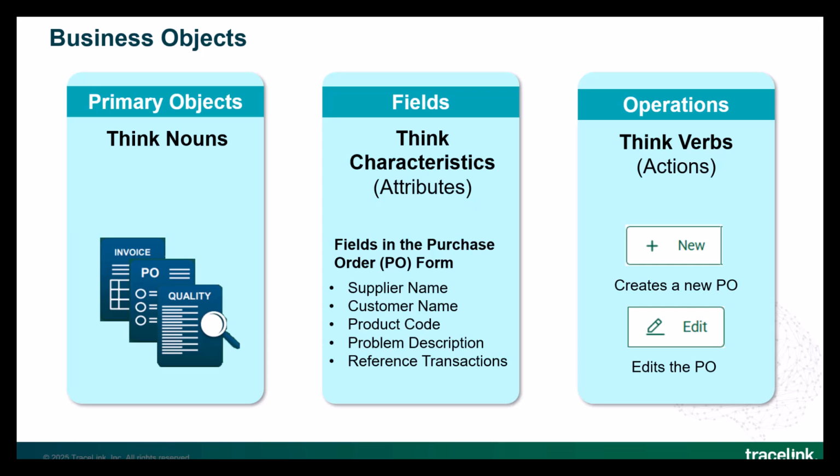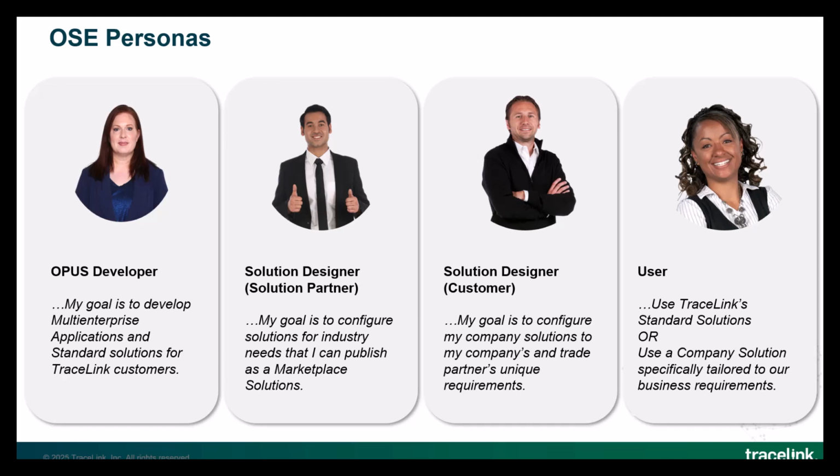Fields. The fields refer to the characteristics of the business objects. For example, supplier name, customer name, product information, etc. And lastly, operations. The operations refer to the actions a user can perform on a given business object. For example, buttons on the screen like New, Edit, Submit, etc. Let's now explore the various OSE personas.